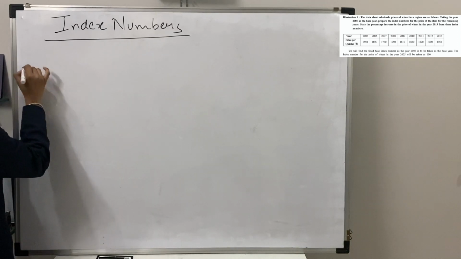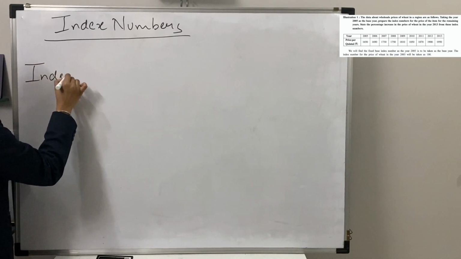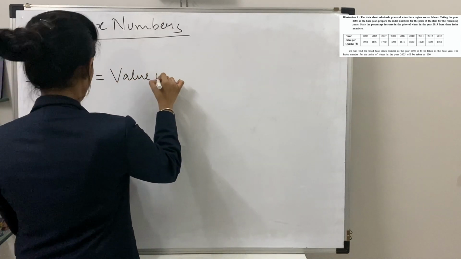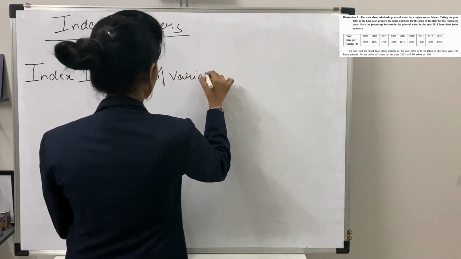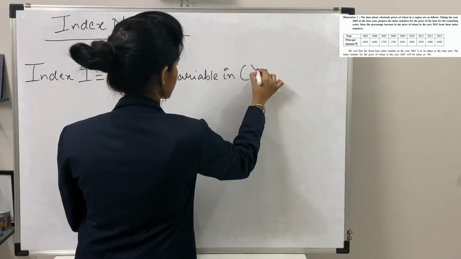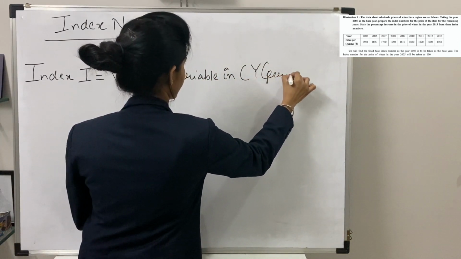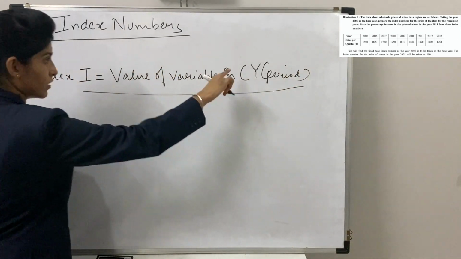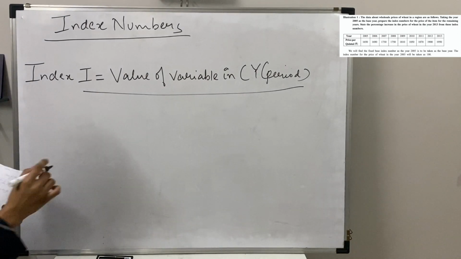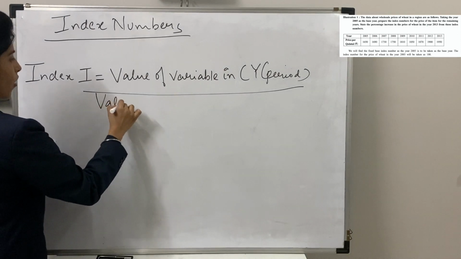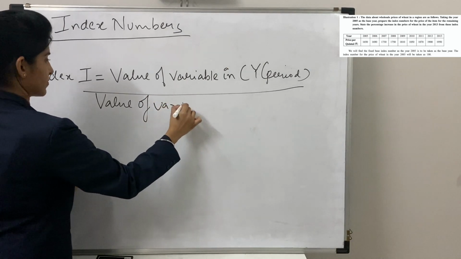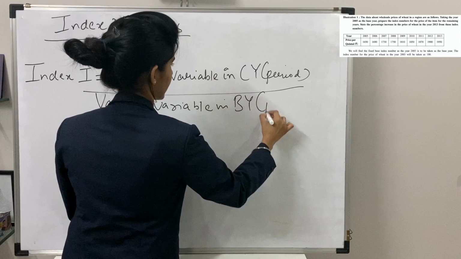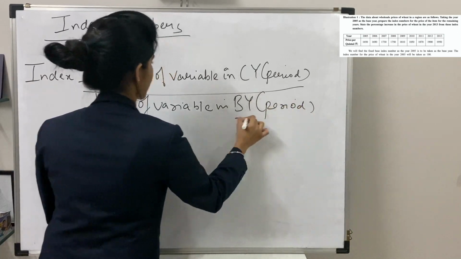Now coming to the calculation of index number. The formula for index number is value of variable in current year, or you can say current period. Here CY stands for current year, upon value of variable in base year. Repeating it again, this is your base year.